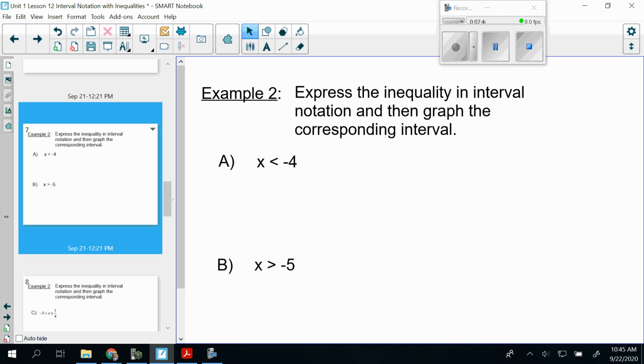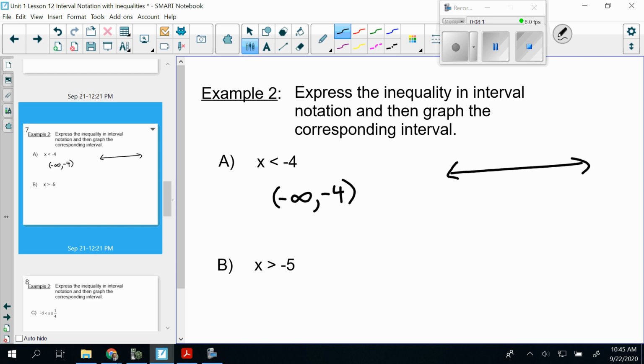All right, the next one's here now. Again, they want us to graph, but this time write it in the interval or boundary notation. So the first one, x is less than -4. If we're heading less than, that means we're going towards -infinity, with -4 being our biggest point. We don't want to include -4 here, so a parenthesis.